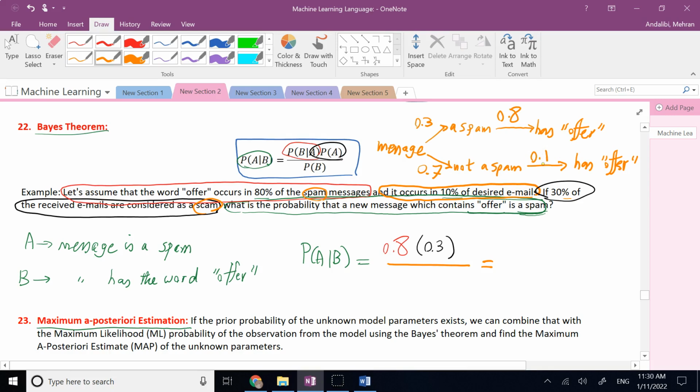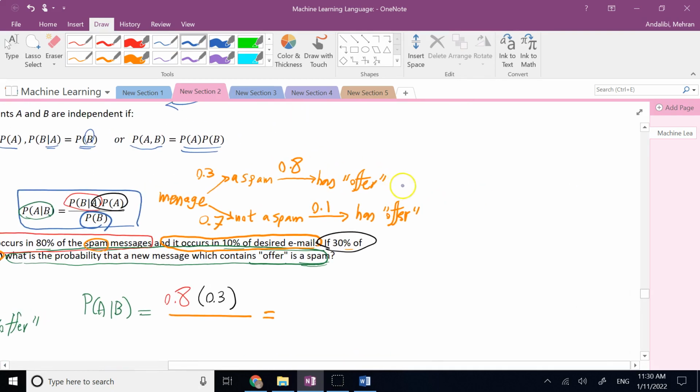So now, what is the total chance that you have the word offer? If you want to get the total chance of the word offer, P of B, what should you do? You have to add these together. So here, your total probability is 0.3 times 0.8. Here, it is 0.7 times 0.1. So your P of B is the summation of those numbers.